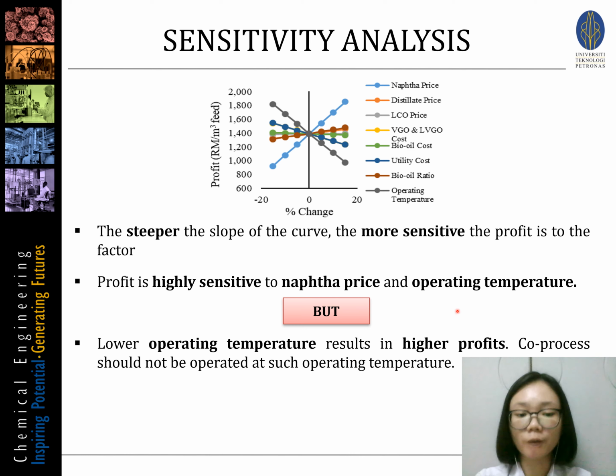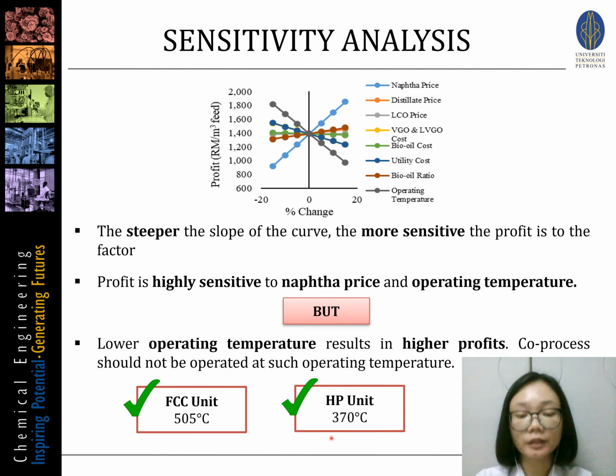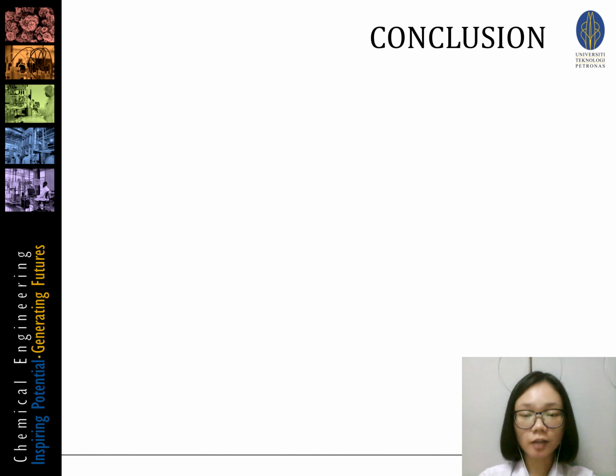The process should not be operated at such operating temperature. This is because based on the GAMS results, FCC unit should be operated at 505 degrees C, HP unit should be operated at 370 degrees C, and the bulk oil ratio should be from 0 to 20%. So here we have come to the end of my presentation.